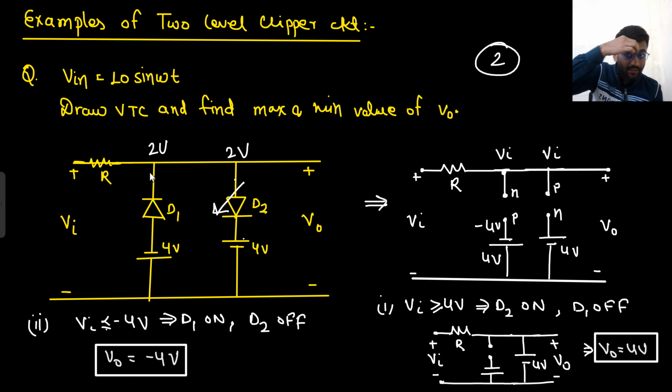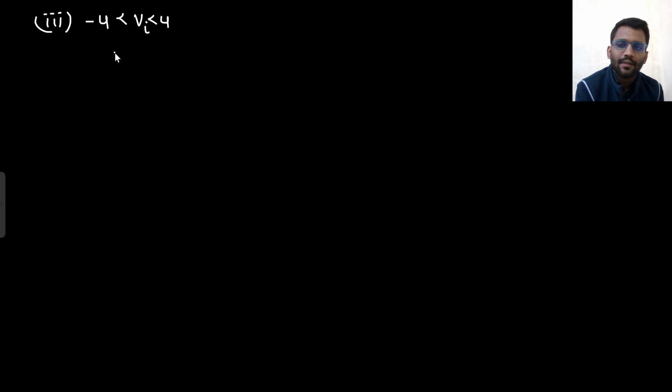Let's check this one. N is at plus 2 and P is at minus 4. So again this will also be off. So between minus 4 to plus 4, both diodes will be off. You can check it, right? Both D1 and D2 are off.